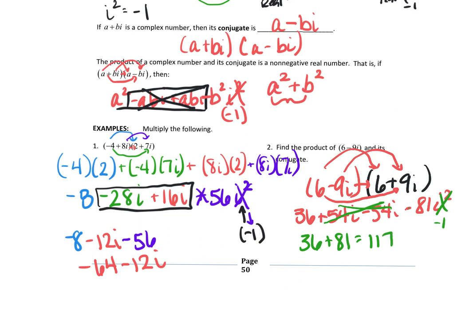117. Now, a quicker way to do that is to just square the first number, 6, and then add it to the back number, 9 squared, which is 36 plus 81, which is also 117. So when you're multiplying by the conjugate, you're always going to get a whole number. And the quicker process is to just square the first and square the last and just add them. That's the purpose of the conjugate. The conjugate wants to remove the i.